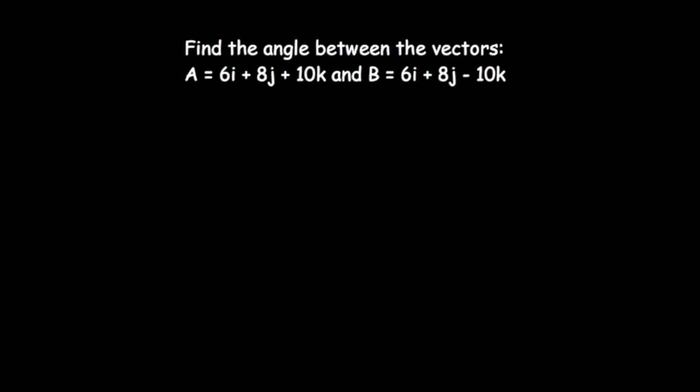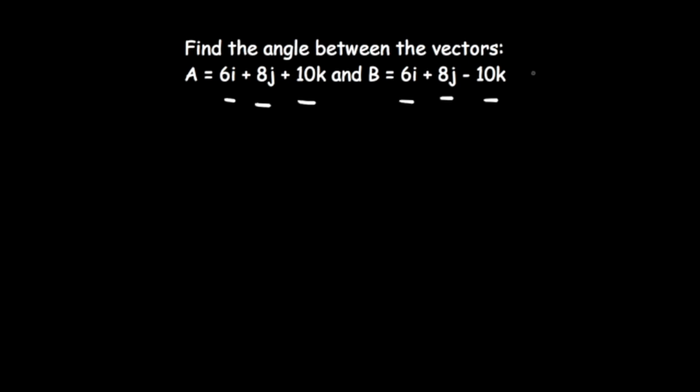Today I'm going to show you how to find the angle between two vectors. Here we have two vectors. Our vector A equals 6i plus 8j plus 10k and B equals 6i plus 8j minus 10k.